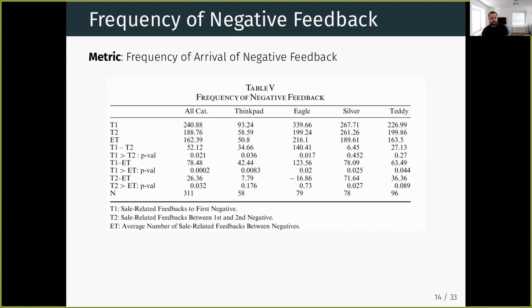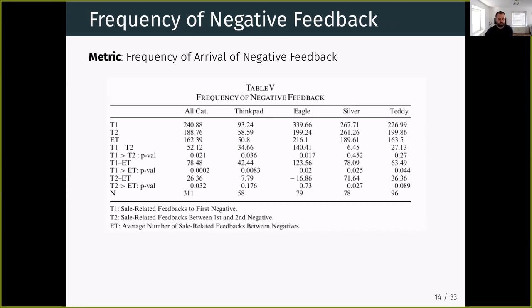They look at, so T1 is going to be, I think, the time until the first negative comment. And T2 is going to be from the time you got your first, how many days until you get your second negative feedback. And what you see is for nearly all of these products, all of these product categories, that after you get your first one, the second one comes faster, right?